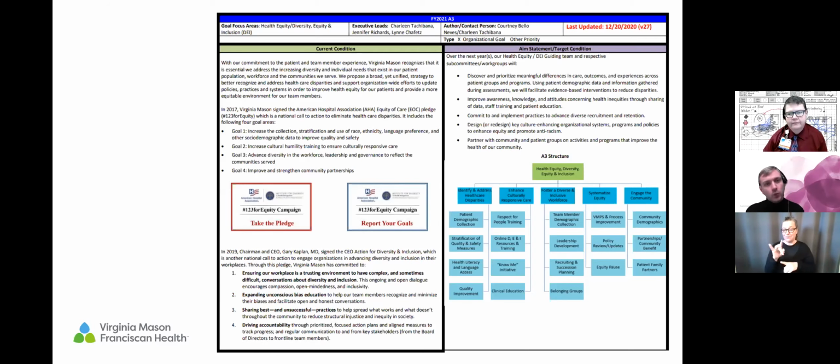So in this A3, we identify several goals: identifying gaps in care, outcomes, and experiences across patient groups, advancing our recruitment and retention efforts, and expanding partnerships with community groups. Our leadership team knew that in order for us to be successful at achieving these aims, we needed to look at our management system, which is how we do our work, so that we can be successful. And so the team behind the A3 identified a work stream around systematizing equity into our management system.